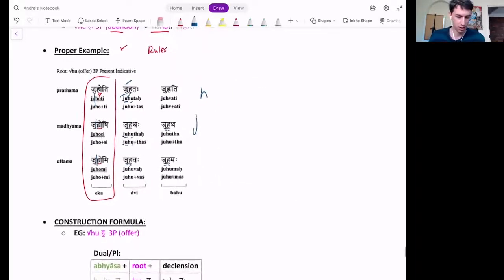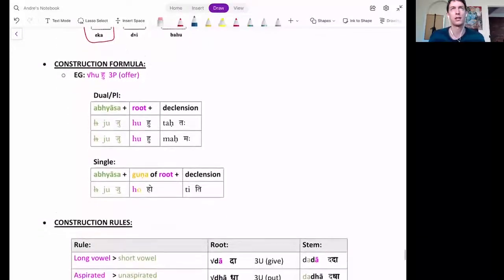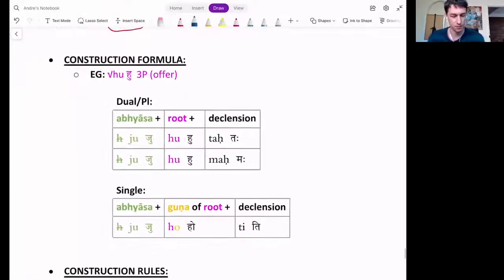Done. Okay, so let's look at a construction formula in a little bit more detail. Sorry, Andrea, I didn't get that. You'll get it now. Okay, construction formula, how to create.